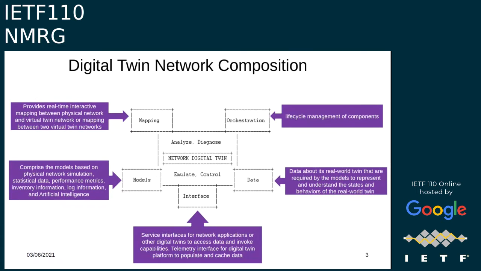Number 4, mapping. We are establishing mapping between the physical network and the virtual twin network. We will also establish the mapping between any 2 virtual twin networks, if a virtual twin network can be derived from the physical network. Number 5, orchestration. This provides life cycle management of all the components. Next.